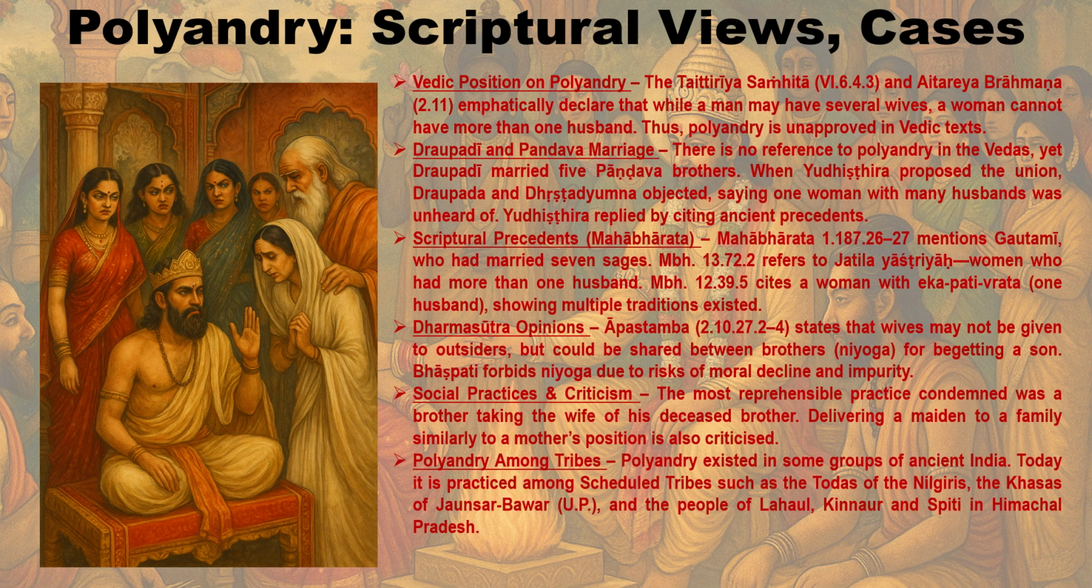Polyandry existed in some groups of ancient India. Today it is practiced among scheduled tribes such as the Todas of the Nilgiris and the Khasas of Jaunsar Bawar in UP, and people of Lahaul, Kinnaur, and Spiti in Himachal Pradesh. The practice is noted among Parshikas, which means Persians, showing wider Indo-Iranian parallels.